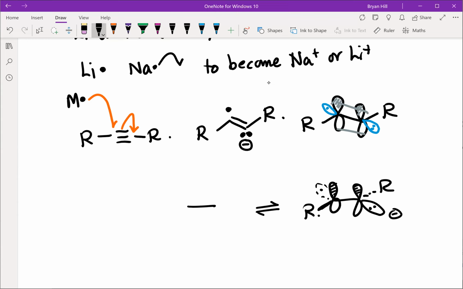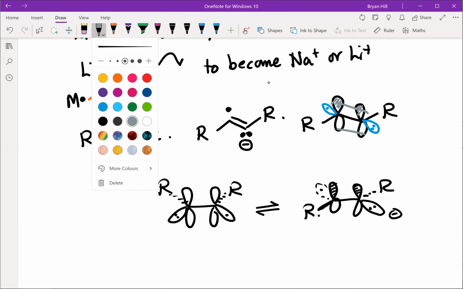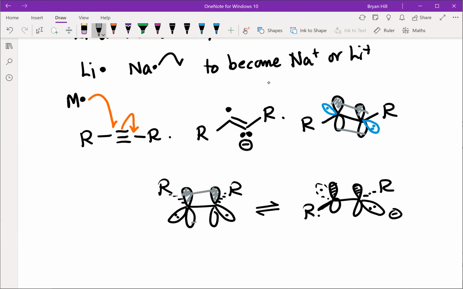Let's draw it. Going back. Here are our p orbitals. And if we were to look at this from above, this is probably the better way to draw it, the orbitals that we'd be looking down upon would look like that. And the background underneath it would be the other lobe.